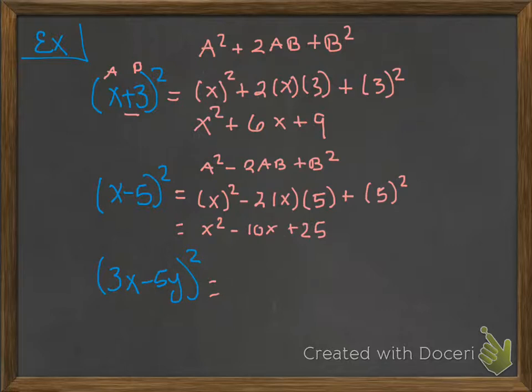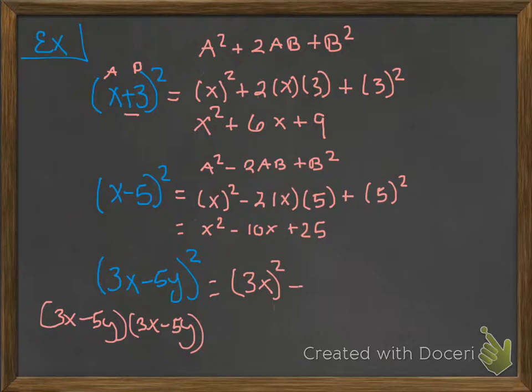Alright, our last one here, we're going to use that same formula, but this is why we use our parentheses, because we have a 3x and a minus 5y. So that's like 3x minus 5y times 3x minus 5y. So we'd write it twice. You could FOIL it out that way, or we'll use our shortcut, and we get 3x squared minus 2 times 3x times 5y plus 5y squared.